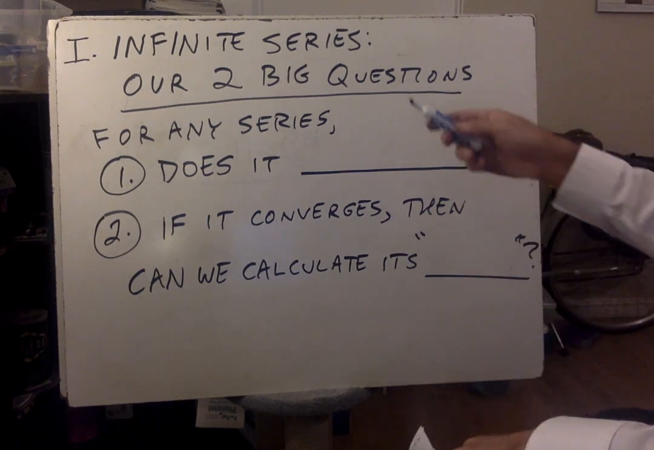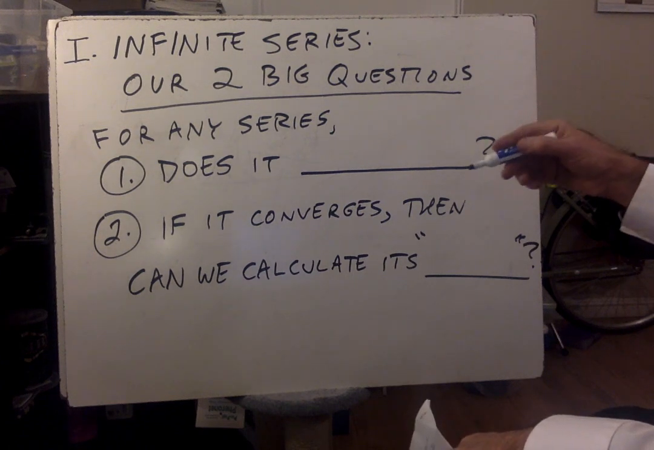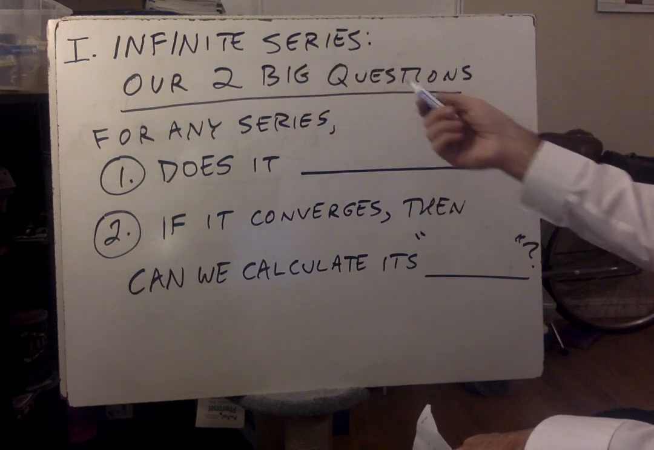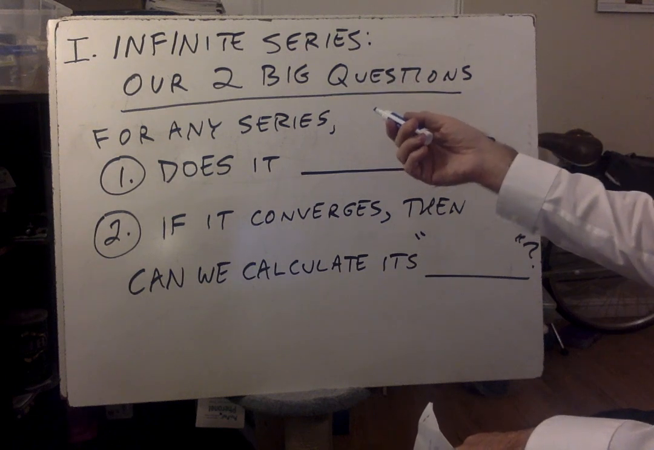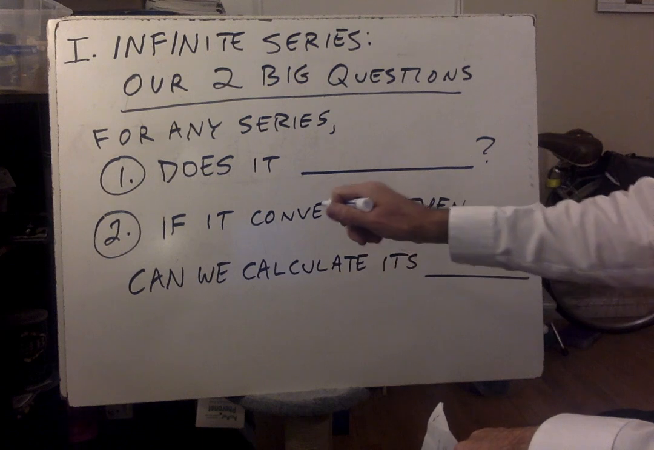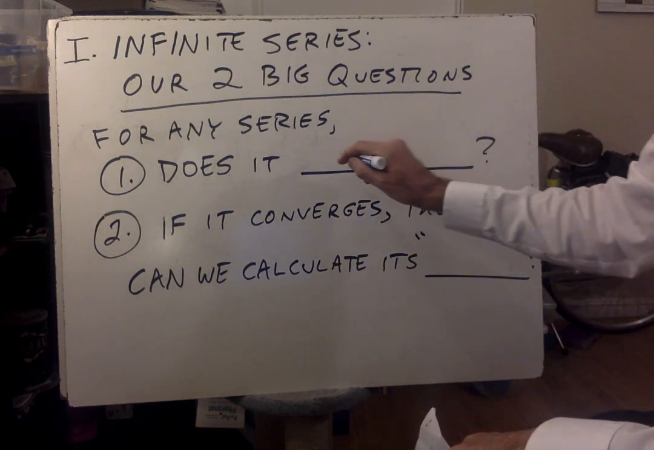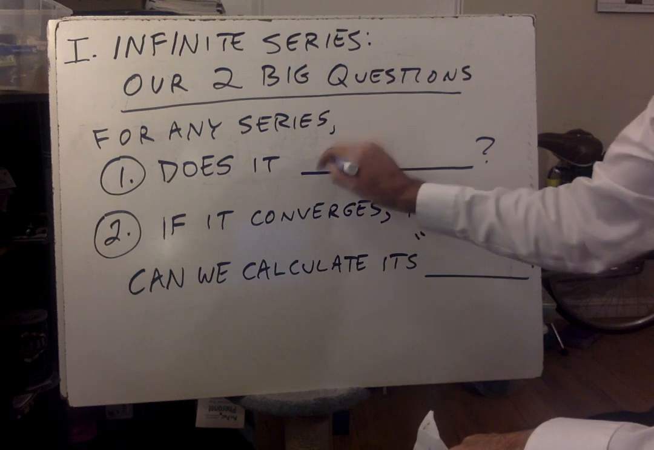Before we start that, keep this in mind as sort of the big picture for this first half of the series section. We have 2 big questions. I'll present you with a series, and you ask these 2 questions. Does it blank? And if it converges, can we calculate its blank? So pause, fill in the blanks. Of course, this is, does it converge?